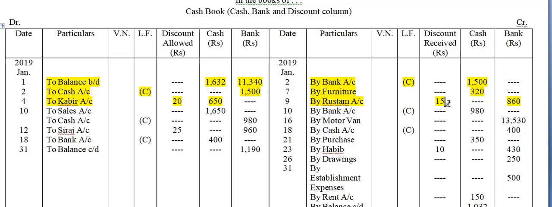Number 10, I mean January 10th, cash sales. So you are making the cash sales amounting rupees 1650. So to sales account, you will record in the cash column 1650. And again on 10th, you are depositing money into the bank. How much? 980 rupees. So it is your contra entry. So by bank account, 980 towards the cash column, and again 980 towards the bank column. So it is a contra entry. So be careful with these kind of contra entries, because you may forget to record in either one of the sides.